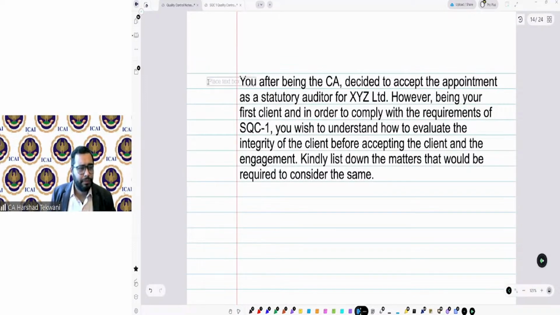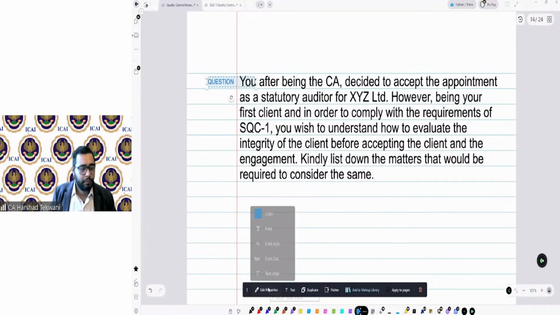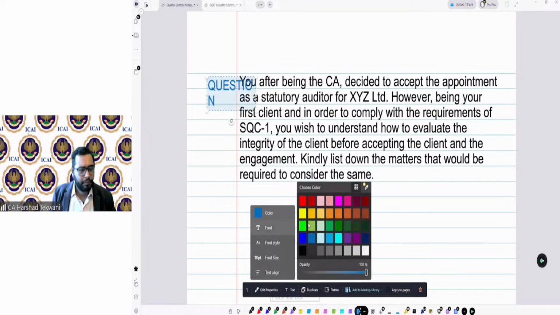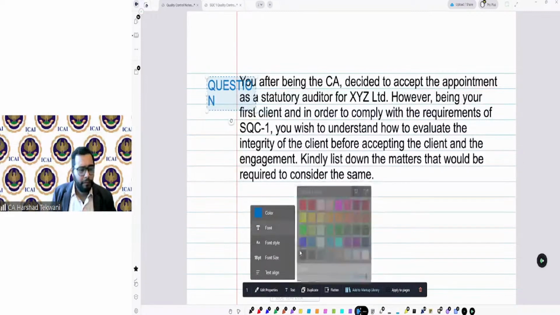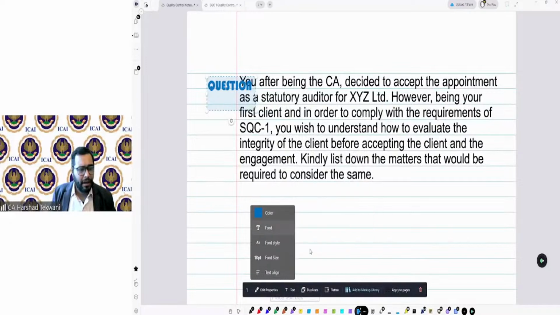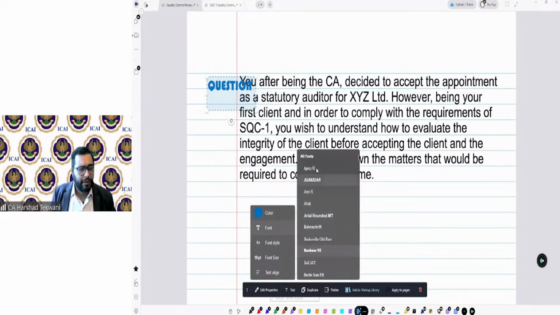Come on, guys, with examples. Quickly. How will you check the integrity of the client?